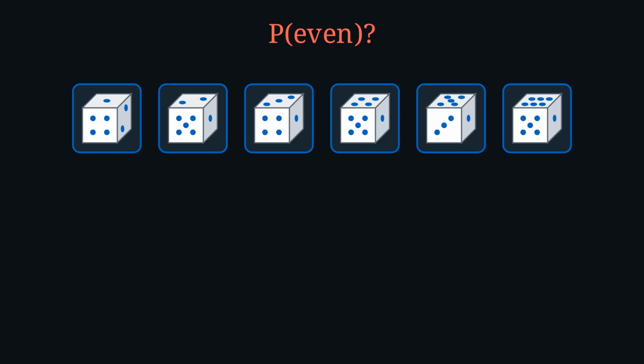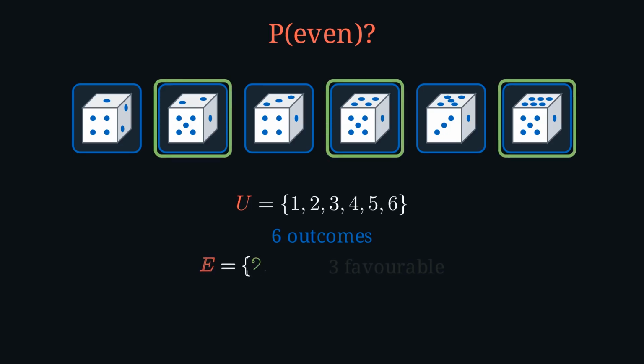Try it. A fair die. What's the probability of rolling an even number? The sample space U is 1 to 6. 6 equally likely outcomes. Even gives us 2, 4, 6, 3 favorable outcomes. So P of E is 3 over 6, 3 favorable over 6 equally likely outcomes, which simplifies to 1 over 2, a 50% chance of rolling even.